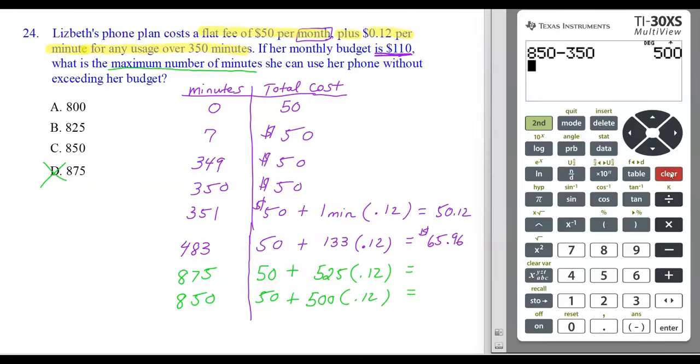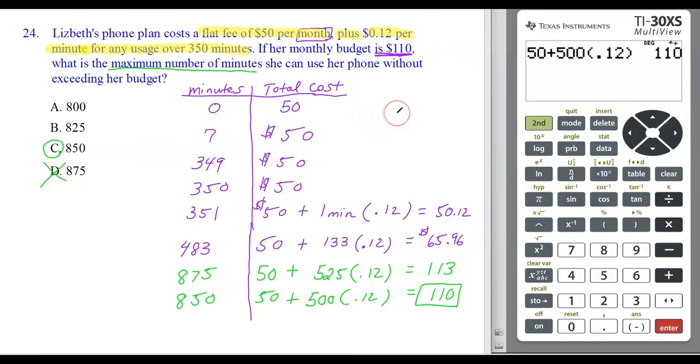Let me clear this. This was 113, my bad. I forgot to write that there. 50 plus 500 times 12 cents. Hit enter and you get 110 exactly. So she can use the phone for 850 minutes because if she does, her phone bill will be $110, and that's the maximum amount she can spend. She can spend up to $110. So this is the maximum amount of minutes she can use the phone without going over her budget.